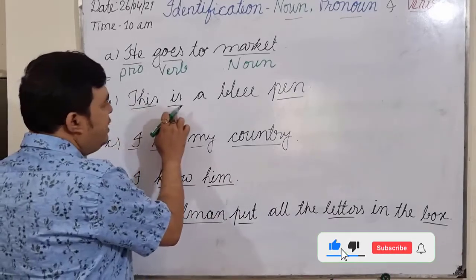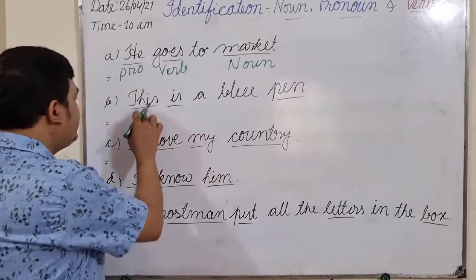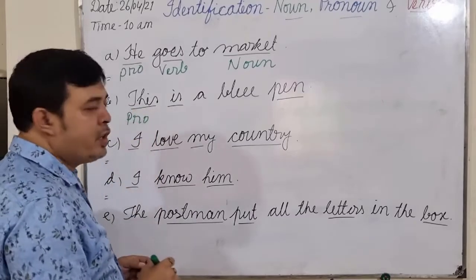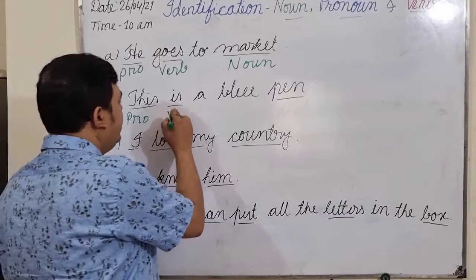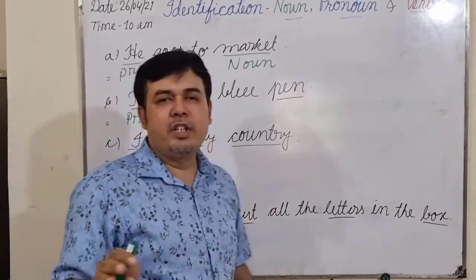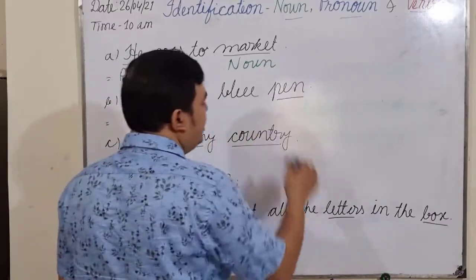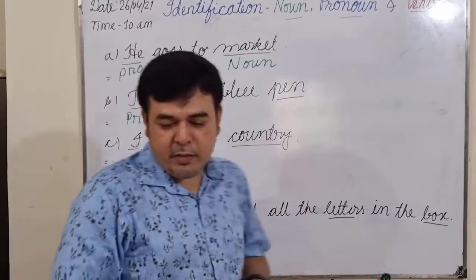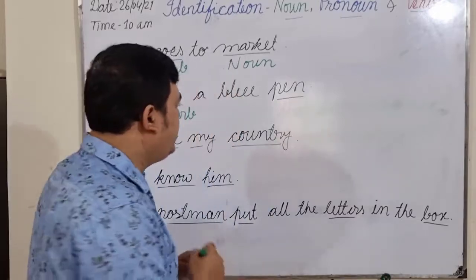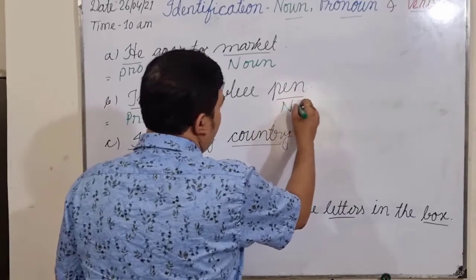Next, this is a pen. These three are underlined. So "this" is also a pronoun, and "is" is a verb. We said it already that if the word expresses what the noun or pronoun is, that is also a verb. And pen, we know that pen is very important for our writing. It's the name of a thing, like a marker. So pen is the name of writing equipment, so it is also a noun.